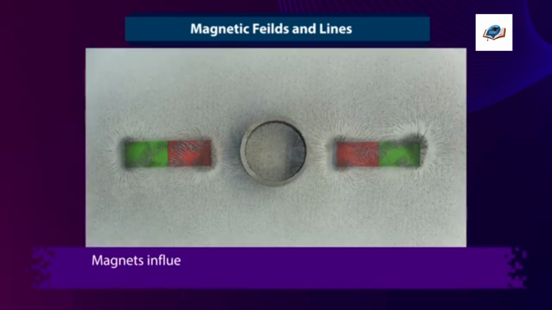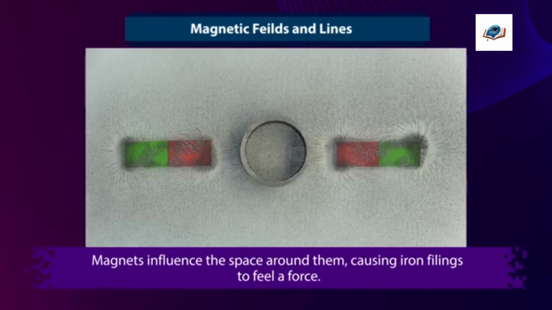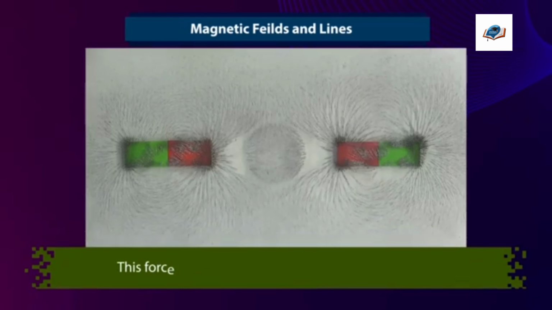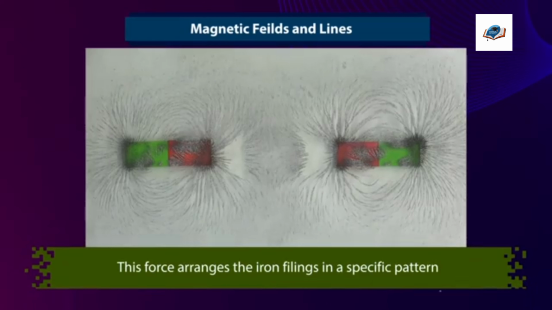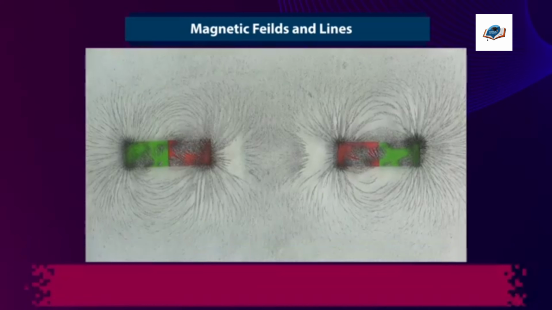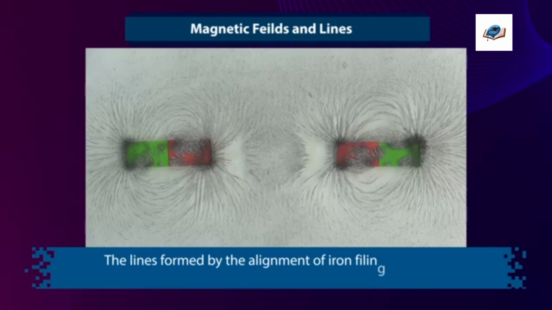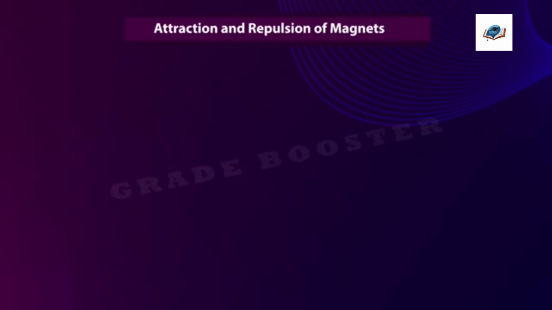Magnets influence the space around them, causing iron filings to feel a force. This force arranges the iron filings in a specific pattern. The area around a magnet where this force can be detected is called a magnetic field. The lines formed by the alignment of iron filings represent magnetic field lines, attraction and repulsions of a magnet.